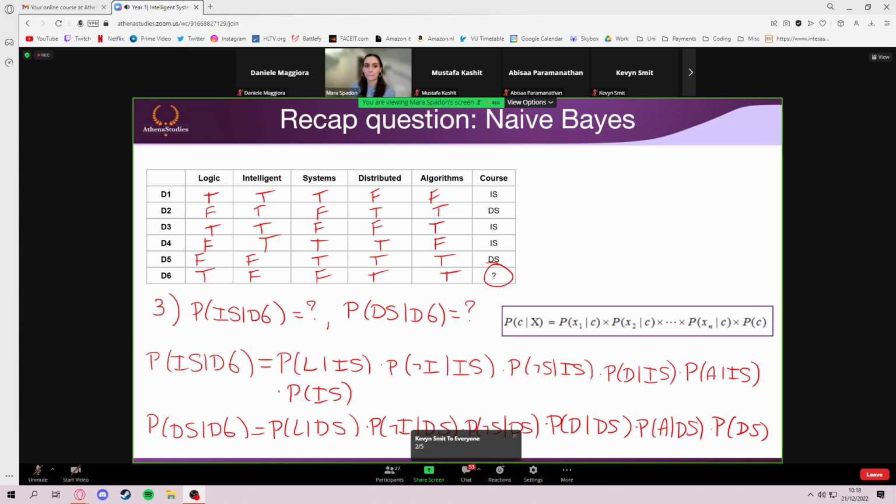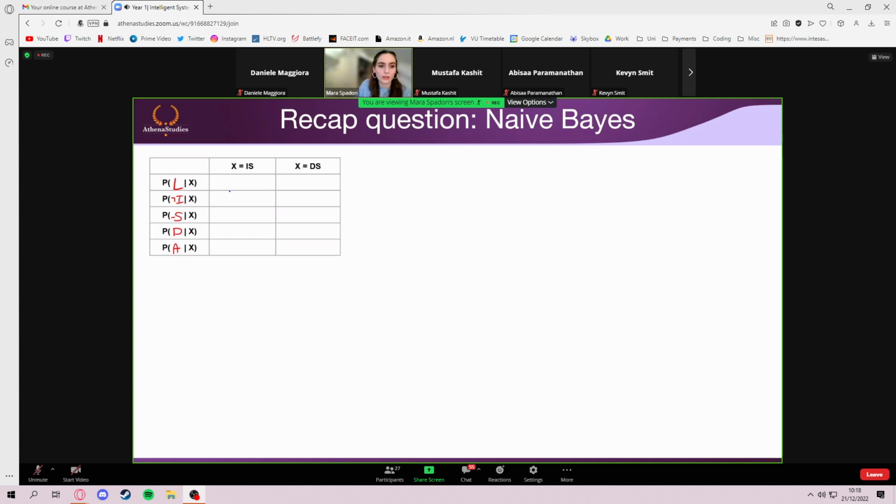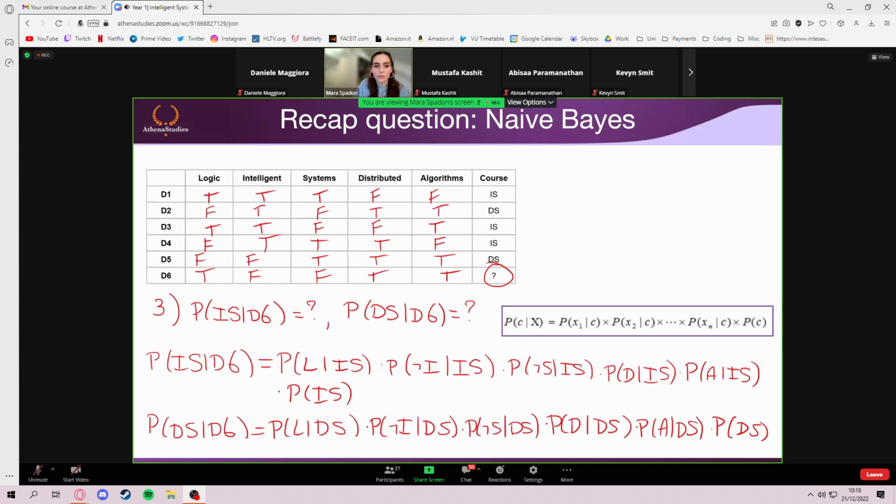2 out of 3. Yes, exactly. 2 out of 3. Because we're looking at only the occurrences where we have the IS course. So this line, and that line. How many times is logic true? 2 out of 3 times. So then indeed, this would become 2 over 3. So let's do the same for the DS course. What is the probability that we have logic given that it is a DS course?